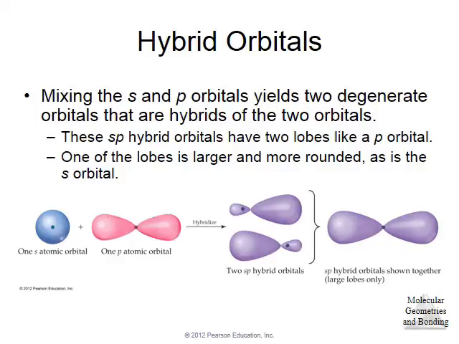When you mix s and p, you're mixing two orbitals and you end up with two orbitals. And this is one of them. This is the second one. And at the center you have the atom. So central atom and two hybrid orbitals. They're directed opposite from each other, at 180 degrees away from each other.